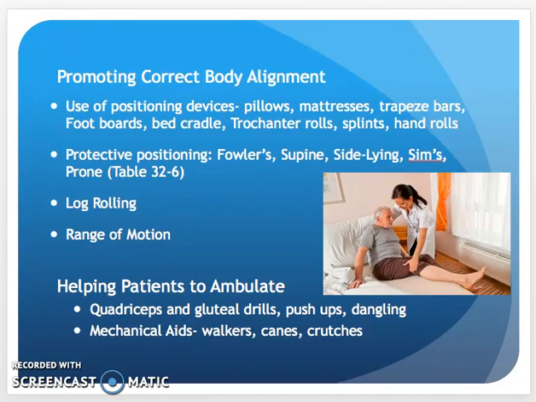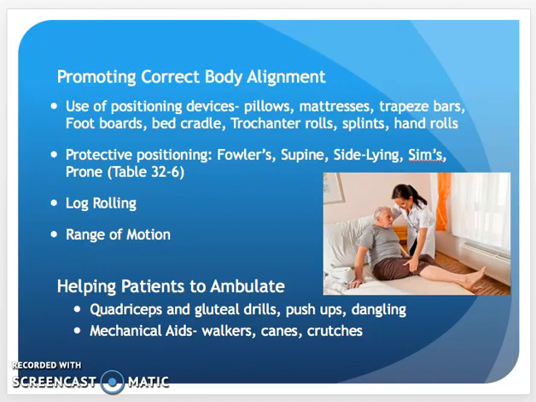The footboards can help prevent foot drop. The trochanter rolls help keep alignment of the hips after hip fractures. Hand rolls and splints help prevent contractures of the hands and arms and different body parts. So these are very important ways of protecting your patient and promoting correct body alignment.